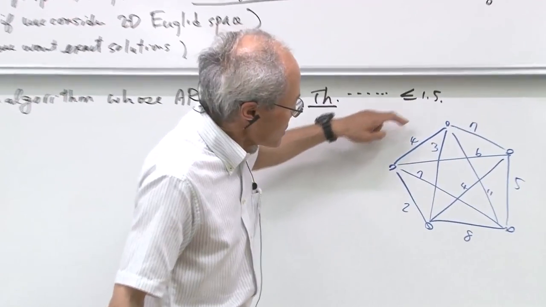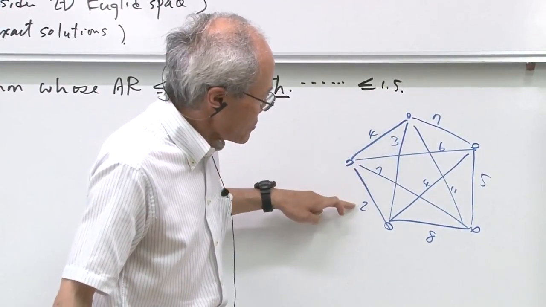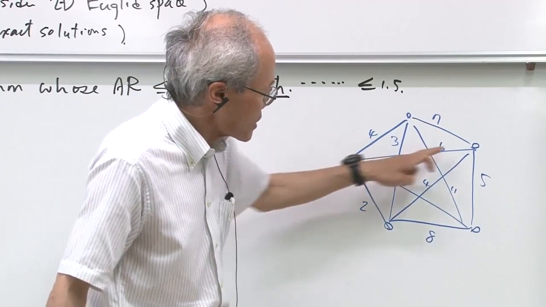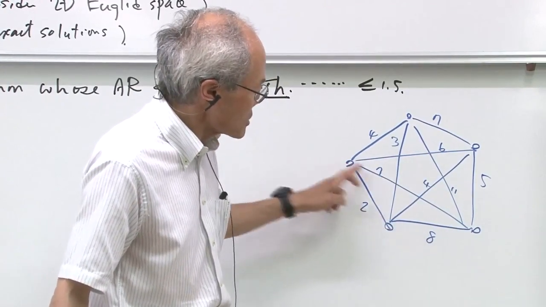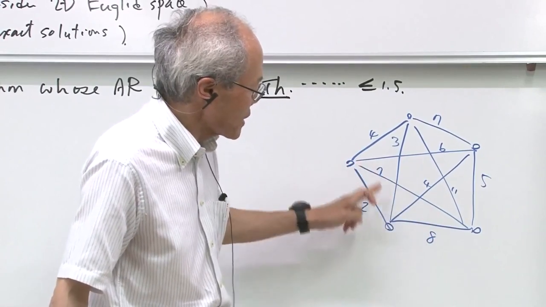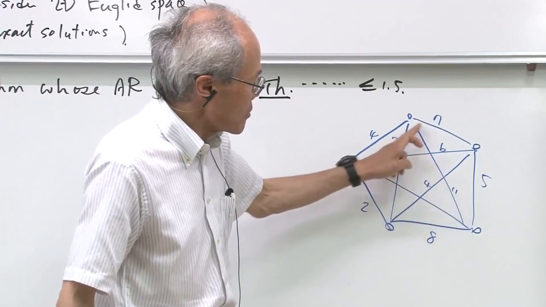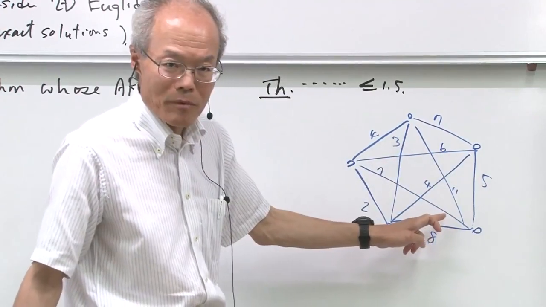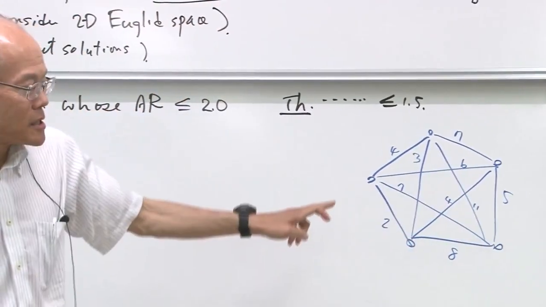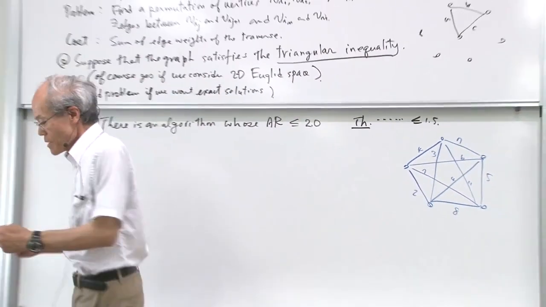For example, this triangle: 4 plus 2 is more than 3. This triangle, 8, 2, 7: 2 plus 7 is more than 8. And this triangle, 7 plus 5 is more than 11. So I'm pretty sure this example satisfies the triangle inequality. OK.